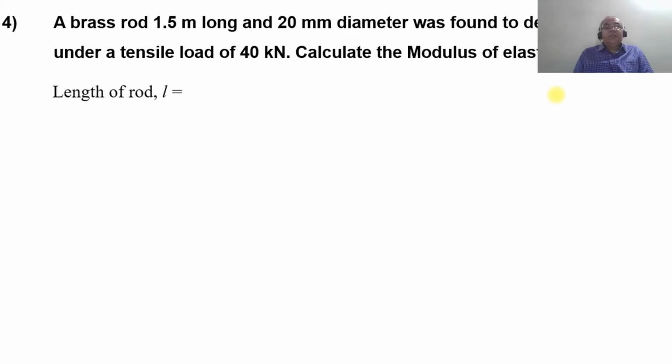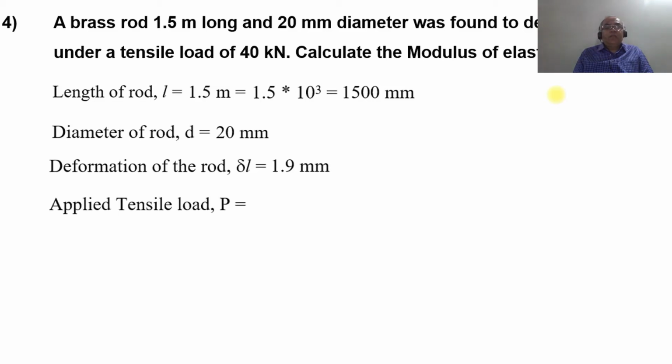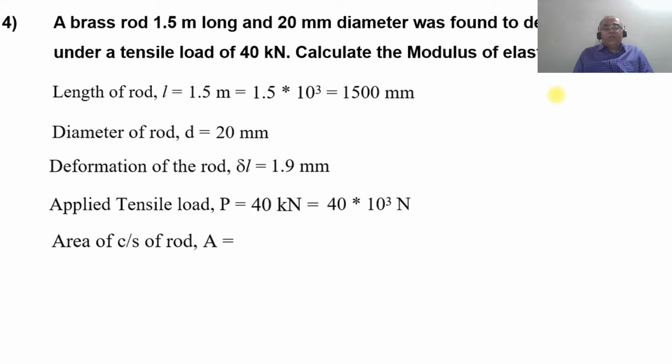So the data are given. The length of the rod is 1.5 meters, which is 1.5 into 10 to the power of 3 mm, which is 1500 mm. And the diameter of the rod, D, will be equal to 20 mm. And then it was found to deform under a tensile load. So the extension or deformation of the rod, delta L, will be equal to 1.9 mm. The applied tensile load, P, will be equal to 40 kilonewton, which is 40 into 10 to the power of 3 Newton. What I need to find out is the modulus of elasticity of the rod.